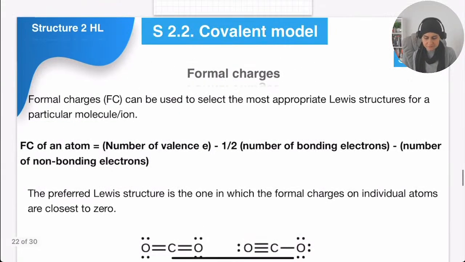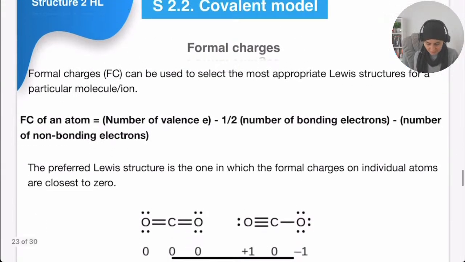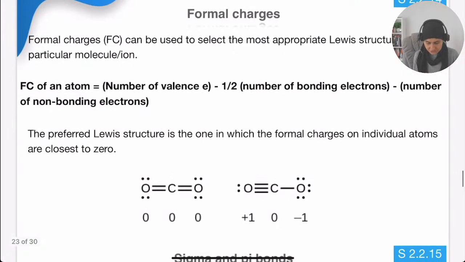Again, HL. SL people are still on a break. Formal charges. Formal charges can be used to select the most appropriate or the most stable Lewis structure for a molecule or ion. I've seen different ways to calculate it. I think the most robust way is to just use the formula. Yeah, just memorize the formula.